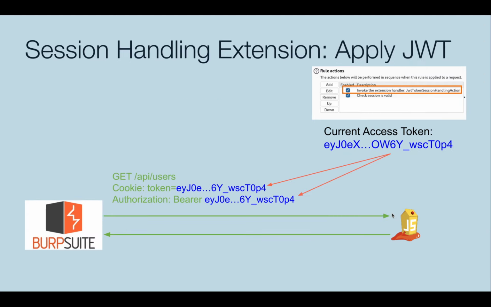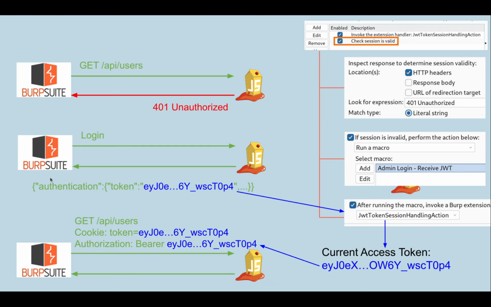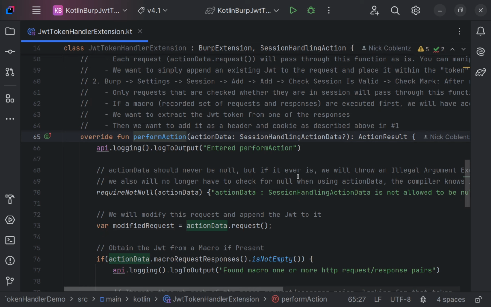We're going to apply the current access token in one case. In the other case, we're going to scrape the current access token, or JWT token, sorry, from the response of the login request, and we're going to cache it as the current access token. And then again, we're going to apply the current access token. We're going to need to do both things in that case. So we have two sections of code to address that.